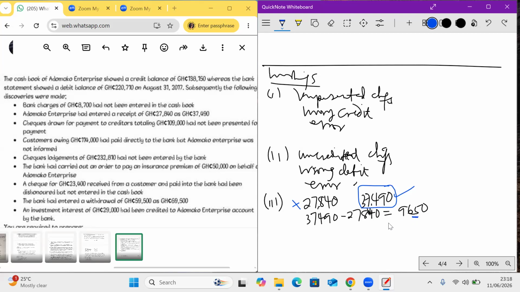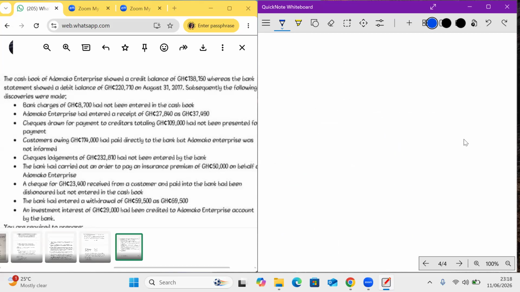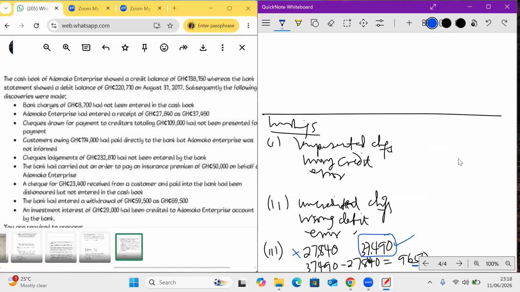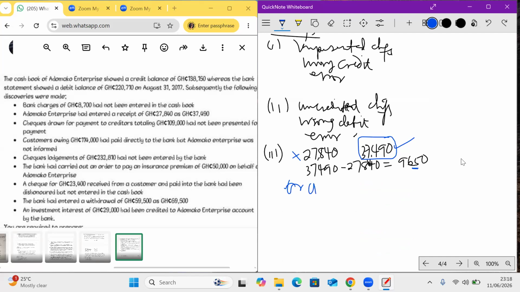In the original cash book, they recorded it as what? 37,490. So it's an error. So you are using the adjusted cash book to correct it. You said 9,650. So what do we do to the 9,650? We subtract it from the 37,490, right? If you want to subtract it, do we take the figure to the debit side or to the credit side to subtract it?